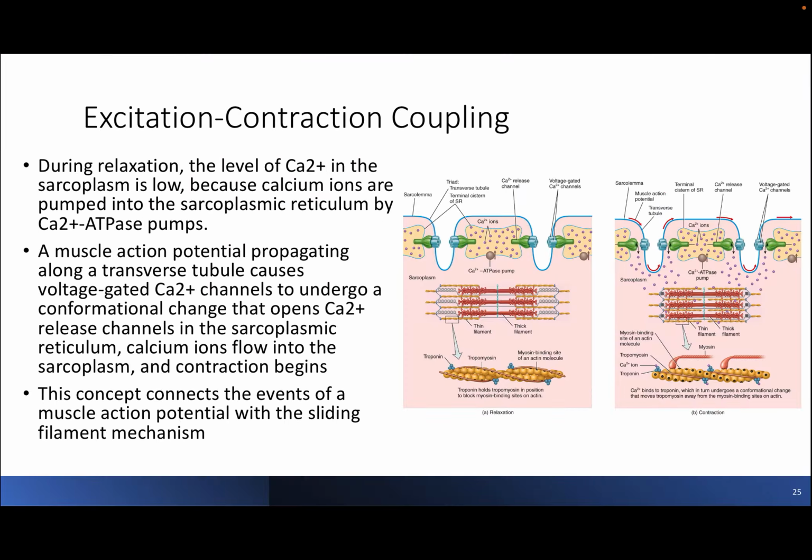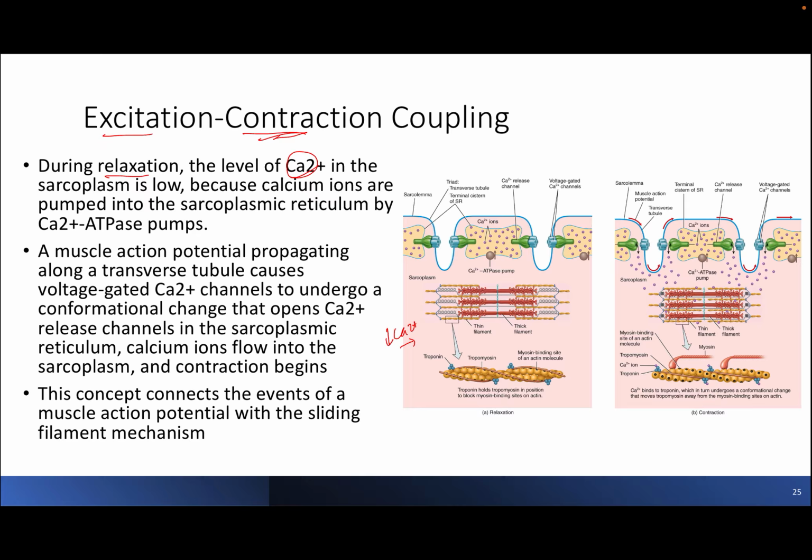So let's put this together now, because we've seen how it's going to pull to have that contraction happening, but what's triggering that? This is where we have excitation-contraction coupling, where some sort of excitatory influence triggers our contraction. We've mentioned calcium a couple of times now. During relaxation, the levels of calcium in the cytoplasm are going to be fairly low.